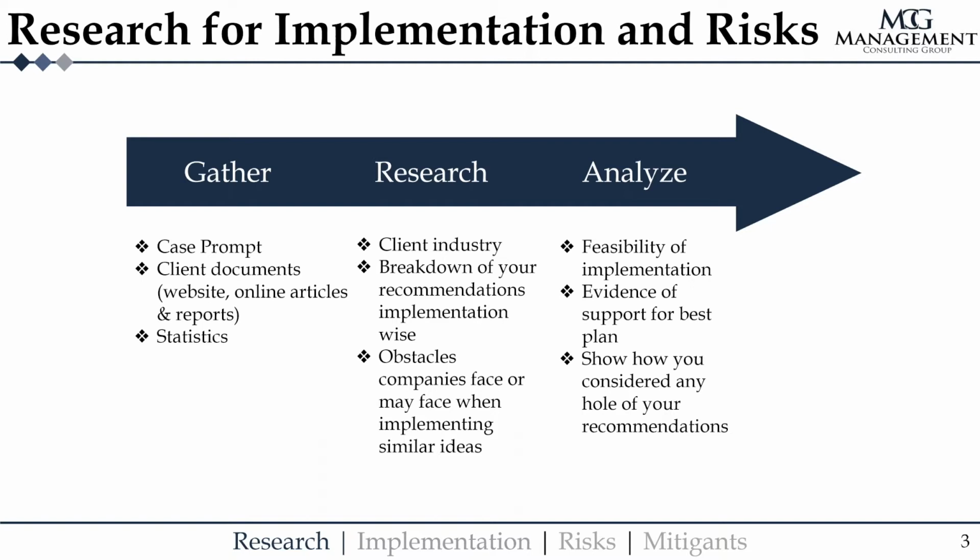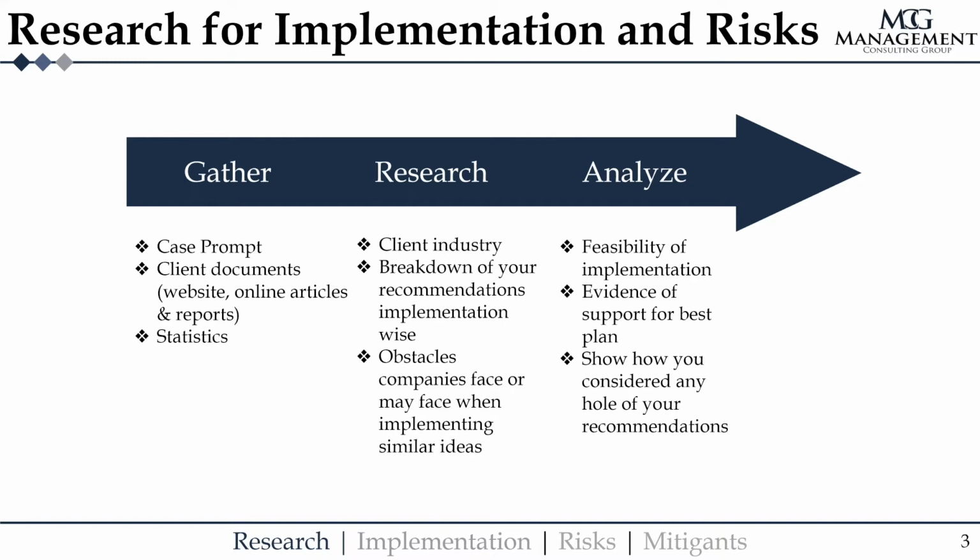So for gathering, where you're getting your information, there's 3 main sources. Your case prompt has a lot of good information for you. Most of the information you'll need will probably be in here, but when you need external sources, you can use Google to find client documents. Go to websites, find specific information about McDonald's or even about their competitors if that's something that's important to your rec. And then statistics, it's always important to have those. It really helps to back up whatever you're saying, no matter if it's implementation, risk, or even for your recommendations as a whole.